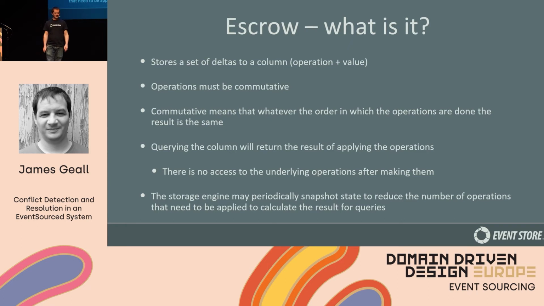And the storage engine may periodically, underneath, snapshot the rolled up state to reduce the number of operations that need to be applied to calculate the state. Again, people who are familiar with event sourcing will know that snapshotting is a standard way that we try to deal with having lots of events that we need to deal with.